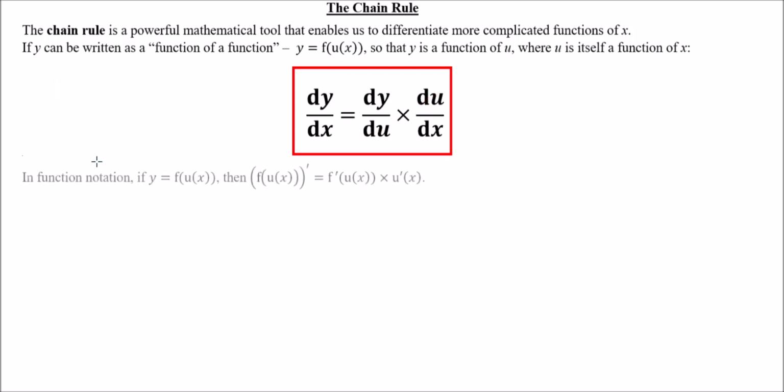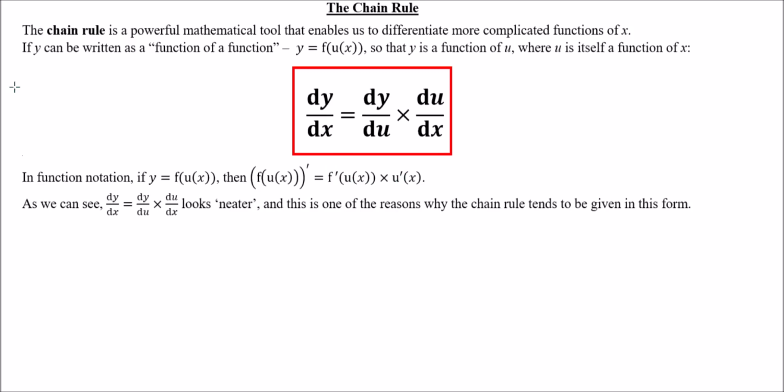So, in function notation, if y equals a function f of another function u of x, then f of u of x, all primed, all of this differentiated, is actually f primed, so f differentiated with respect to u of x, multiplied by du by dx. As you can see, this notation is quite clunky. It doesn't look as nice as this one. For that reason, partially, dy by dx equals dy by du times du by dx looks much neater. That's one of the main reasons why the chain rule is given in this form, and that's why I'll be using this mainly for this chapter and generally throughout as well. This is just my preferred way of working it.